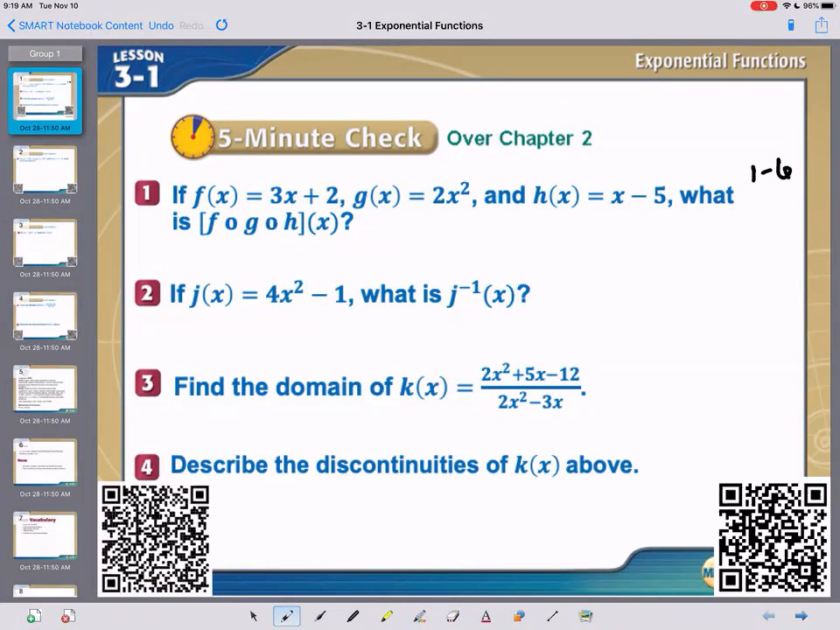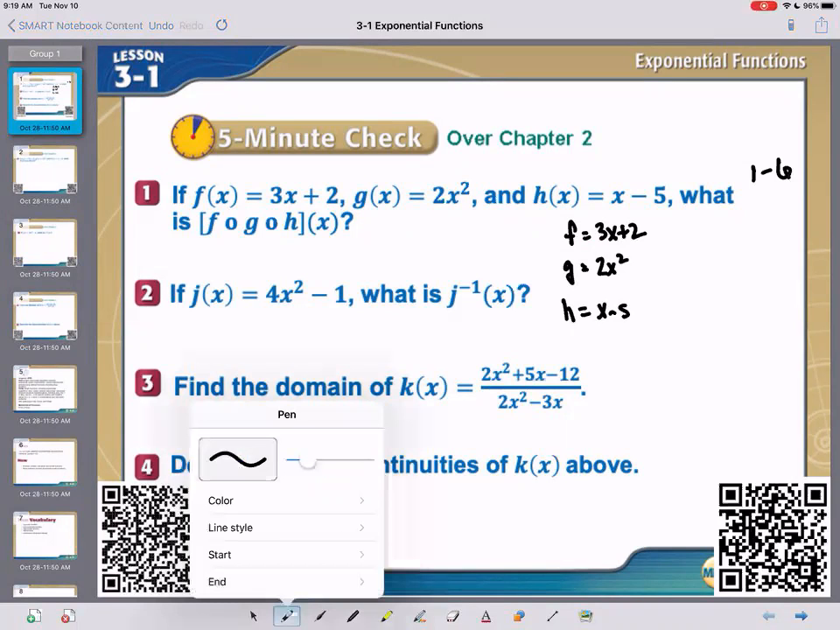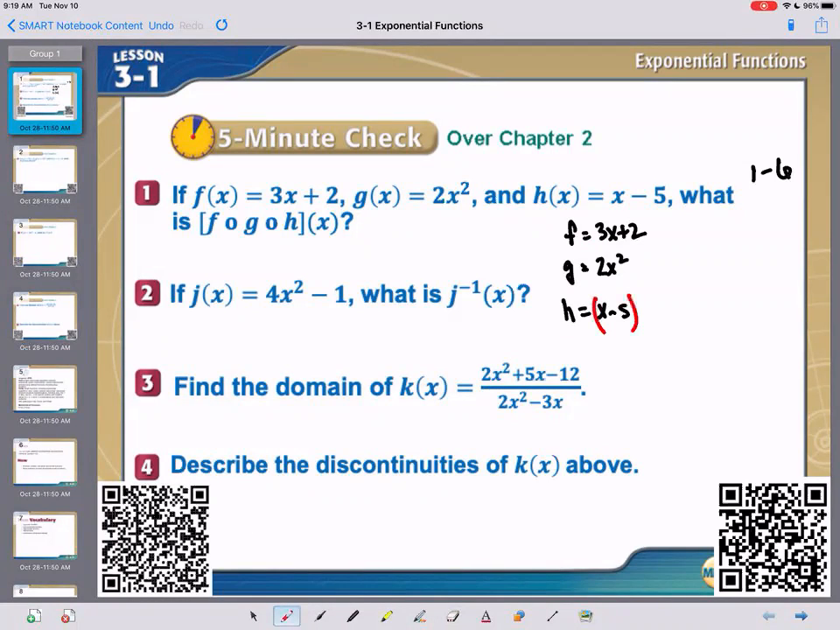Stack. That's right, we're going to stack. And so you go in order that they want you to find. We're supposed to find f of g of h, so I'm going to write it in that order. So h is x minus 5, g is 2x squared, and f is 3x plus 2. And from here, we then just substitute going up. I take my x minus 5, and I substitute that in for h, or for the x. So h is getting shoved up into g.